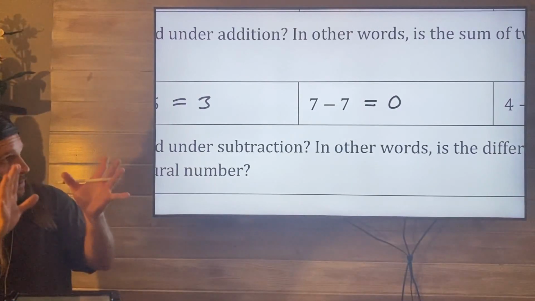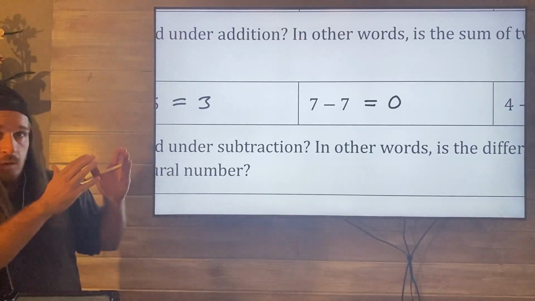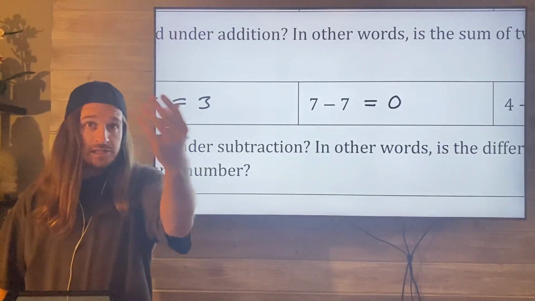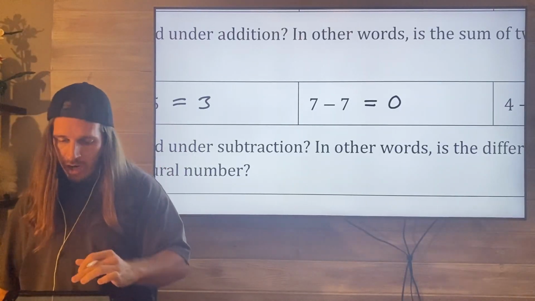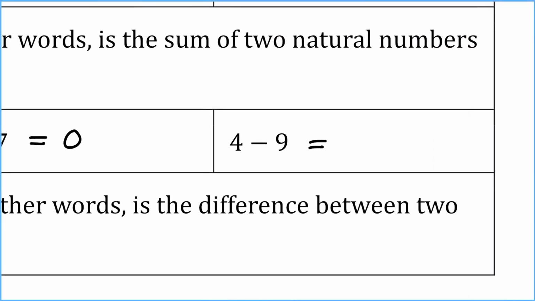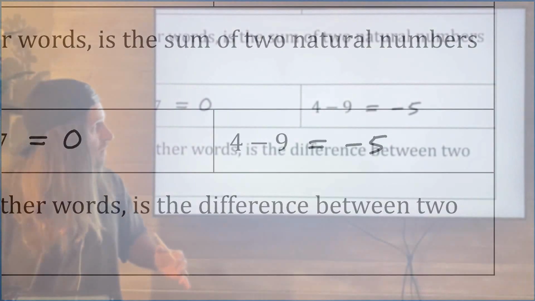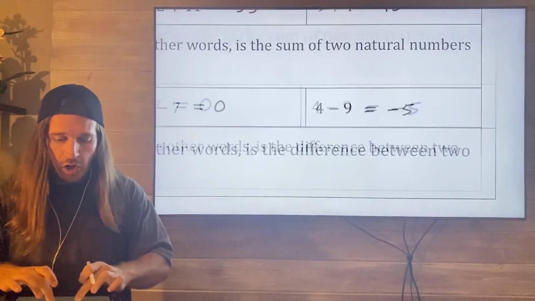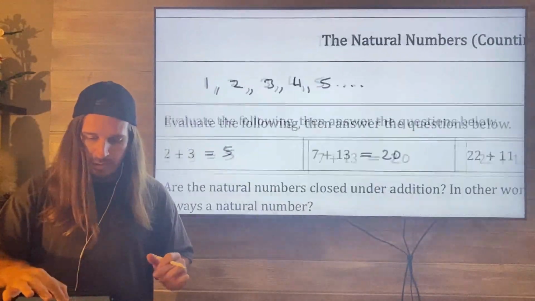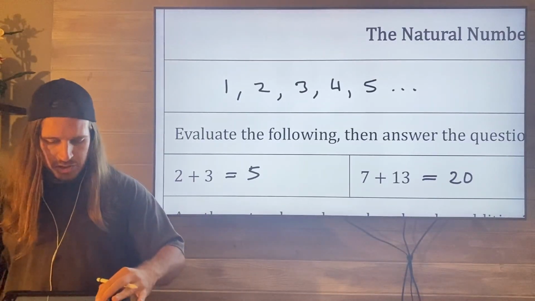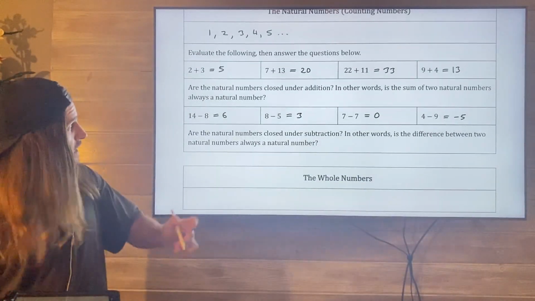So we should pause here and be like, whoa, what is that? We've never seen one of those before. We've never seen a 0 before. And historically, this is actually a pretty profound concept, the concept of 0. But anyways, then we have 4 minus 9, and that is negative 5. And again, this should get our attention because we're like, whoa, what is that? What is negative 5? We've never heard of such a number before because the only numbers we know of are 1, 2, 3, 4, 5, the natural numbers.